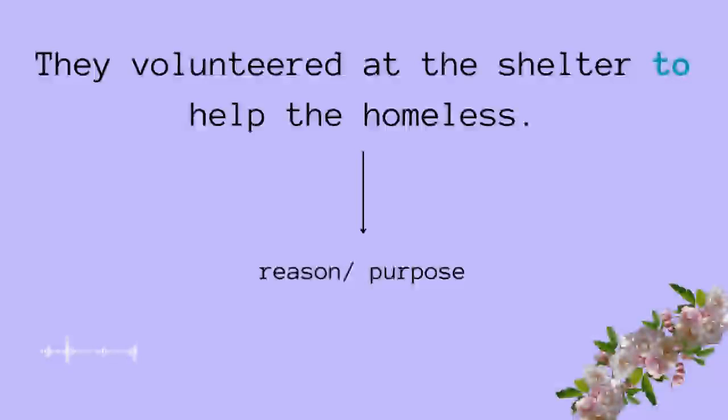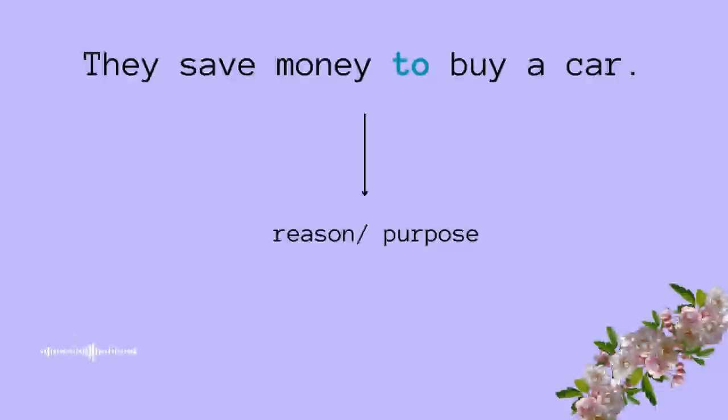Another example to understand this idea much better. They volunteered at the shelter. Why? To help the homeless. So what is the reason for volunteering? To help the homeless. So this is the reason, and in this case we need to use "to". Let's have a look at another example. They save money. Why do they save money? To buy a car. So what is the reason? To buy the car.